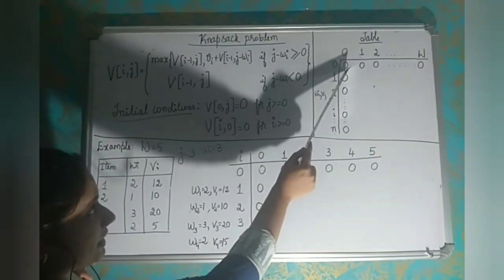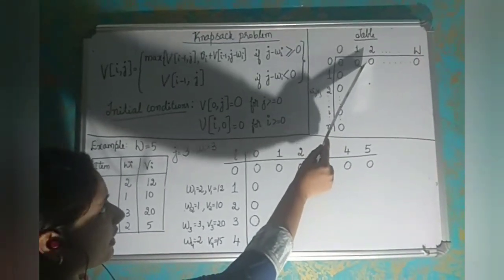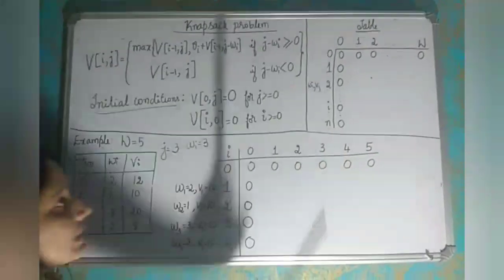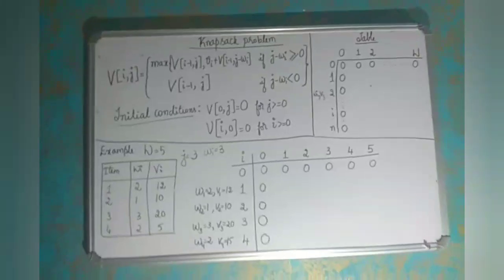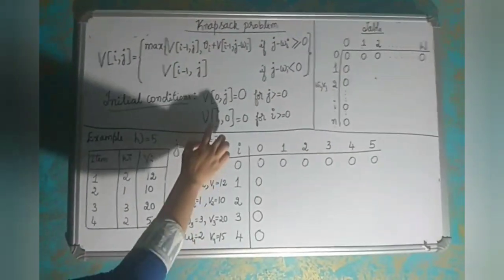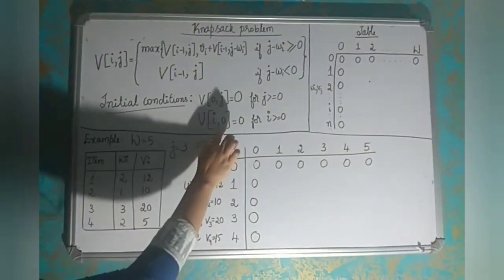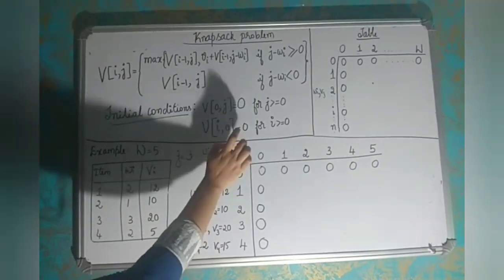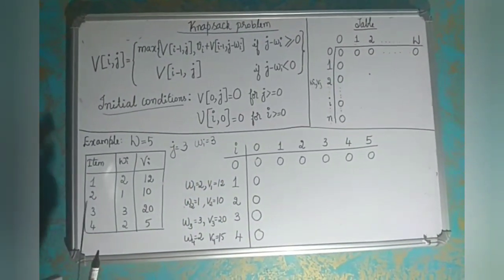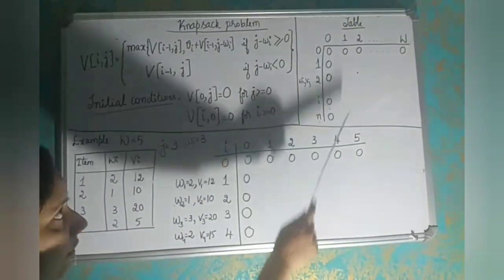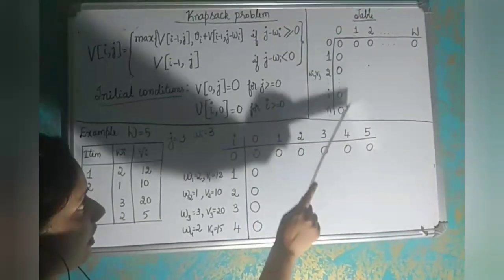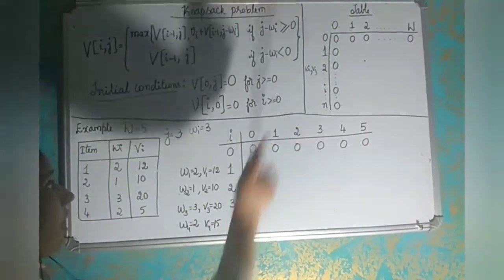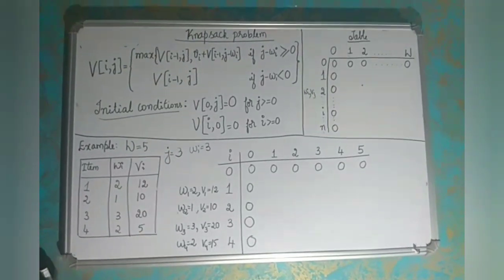V of 0, 0 is 0. V of 0, 1 is 0. V of 0, 2 is 0, till the last value. Similarly, V of i, 0. If the value of j is 0, then also the values are 0. So in this column, all the values are 0, because the column j is 0.